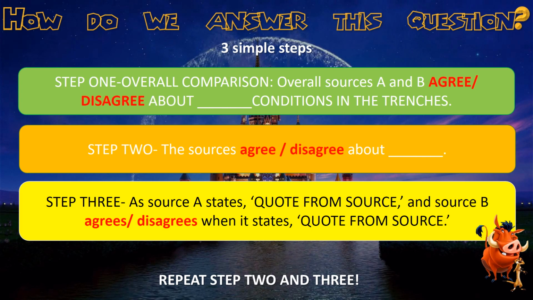As source A states, quote from the source, and source B agrees or disagrees when it states, quote from the source. Then you look to repeat steps 2 and 3. So that's what you're looking to do for this lesson, to answer the source comparison question on trenches.